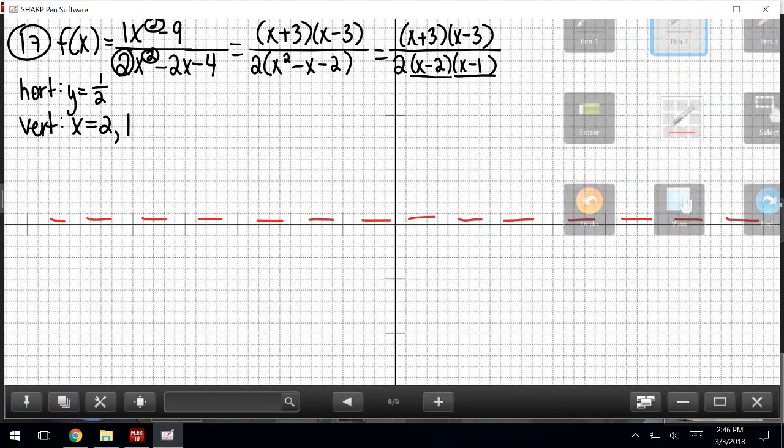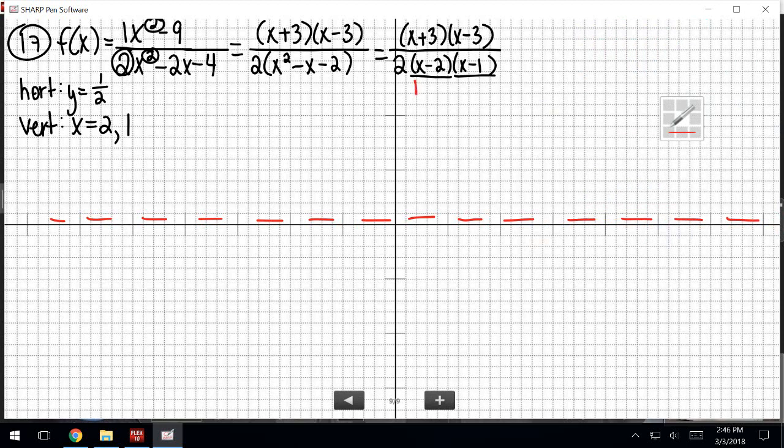So we're going to go on our graph, and we're going to draw our vertical asymptotes at 2. And, ooh, Lord, those are real close together. Holy moly, that's going to be hard to draw.